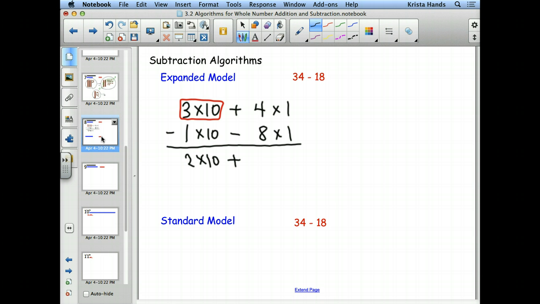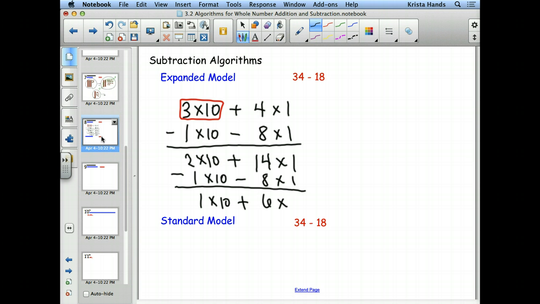And then instead of having 4 ones, I'm going to have 14 ones. And then I'm actually able to take away the 1 10 and the 8 ones. And again, you can move left to right or right to left once you have enough to remove things. So if you do 2 minus 1, you have 1 10. And if you do 14 minus 8, you have 6 ones. 1 10 and 6 ones, again, is the 16 from the previous slide.